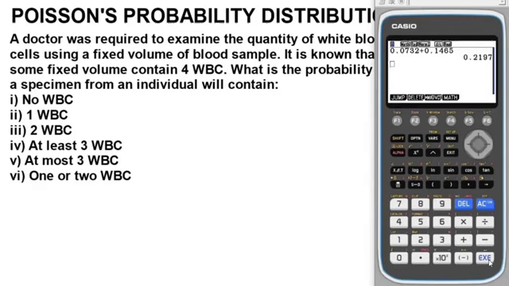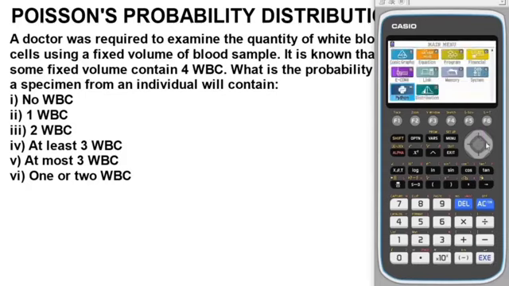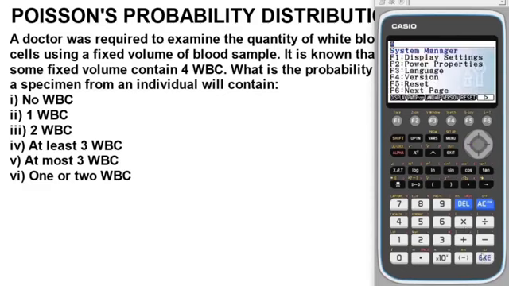Once you're done, all you have to do is go to menu, then navigate to system, using this navigation button. So this is system. Press execute. Press F5 reset, F6, F2 initialize all, F1, and it will begin to initialize as indicated here.